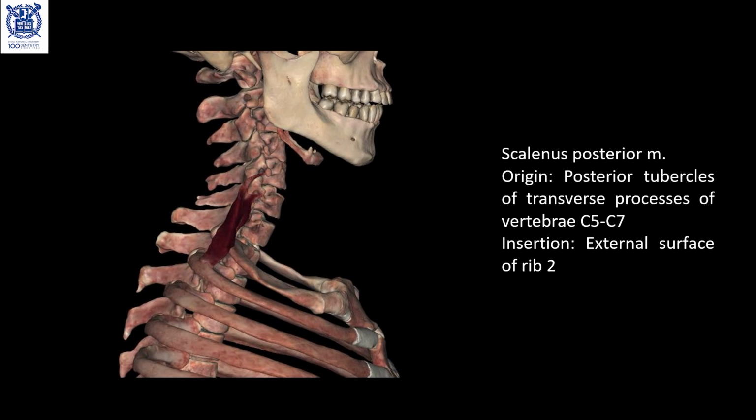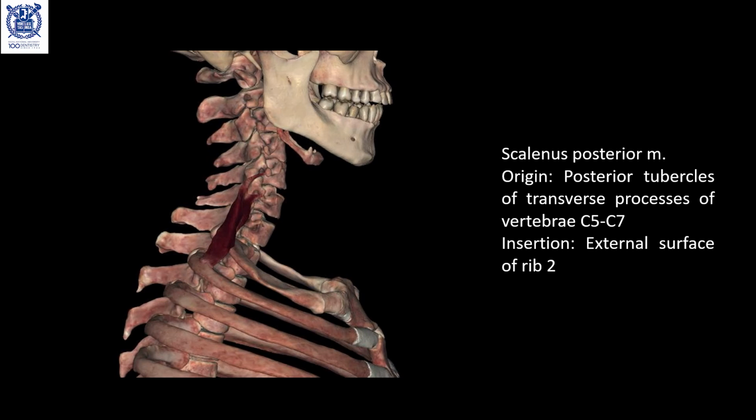Scalenus posterior muscle. The posterior scalene muscle is the smallest and most deeply seated among the scalene muscles. It arises by two or three separate tendons from the posterior tubercles of the transverse processes of the lower two or three cervical vertebrae and is inserted by a thin tendon into the outer surface of the second rib behind the attachment of the anterior scalene.